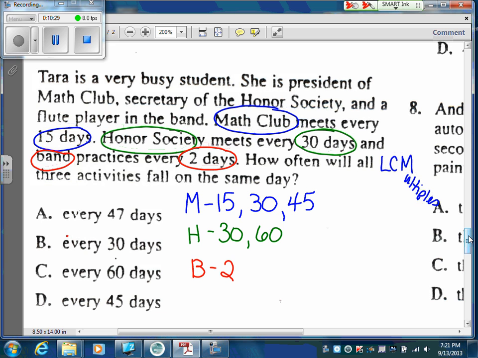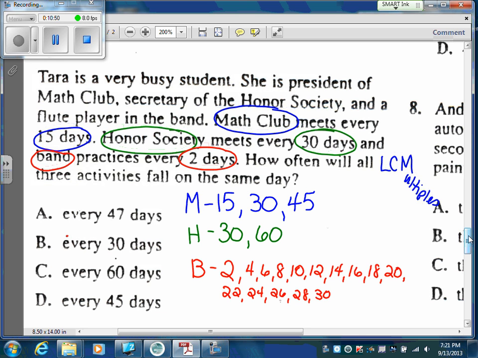So band practices the 2nd day, 4th, 6th, 8th, 10th, 12th, 14th, 16th, 18th, 20th, 22nd, 24th, 26th, 28th, and 30th. So band practices a lot.